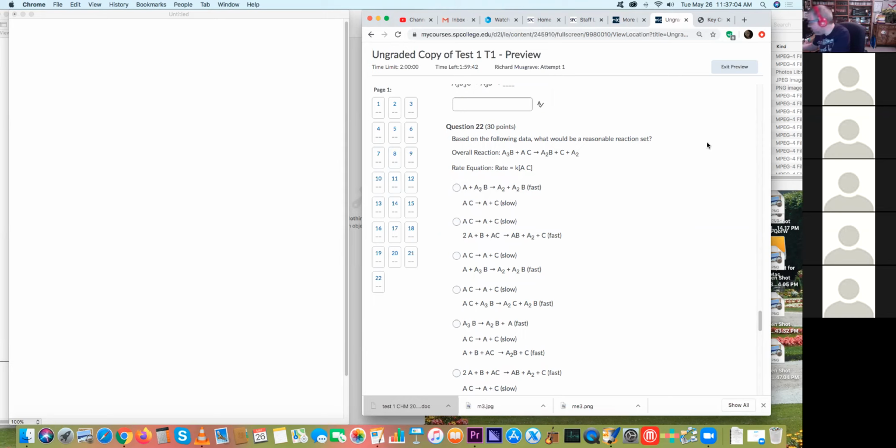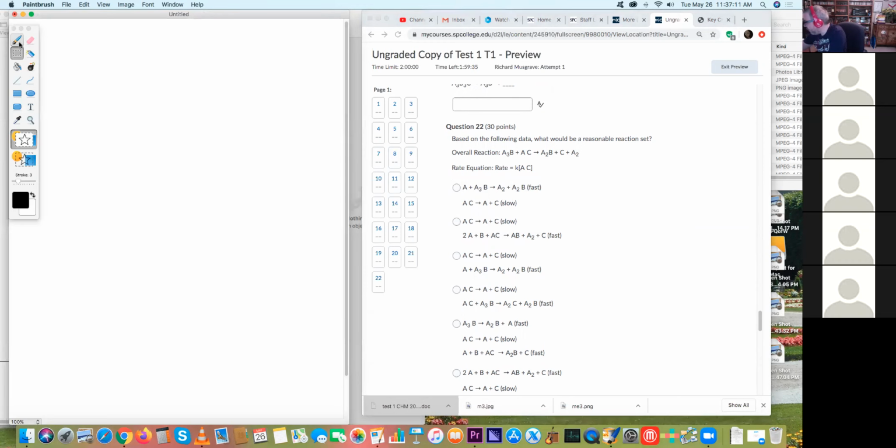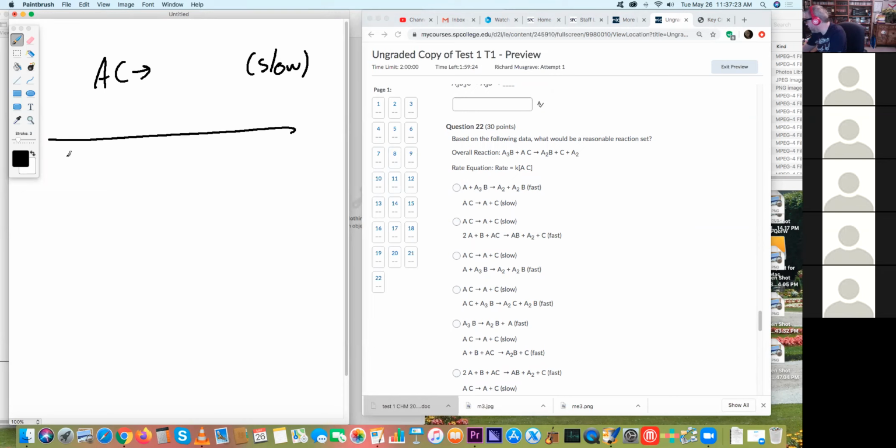Okay, slow step, first step. Yes. Yeah, because AC is a reactant. So I know it goes like AC gives something, and that's going to be slow. And then this is all going to have to add up to A3B plus AC gives A2B plus C plus A2.